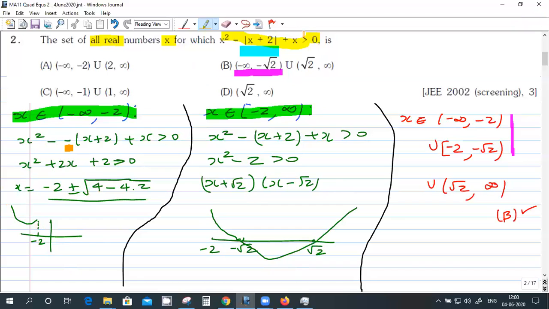And you have to find wherever it is greater than 0. So obviously we choose this range and then this range. And for this interval, it is this range. So you have to combine. You can combine these two, minus infinity to minus 2 and minus 2 to minus root 2, as minus infinity to minus root 2, and then root 2 to infinity. Clear? So only this portion will not come, because that will be smaller than 0, negative. What you want is positive.